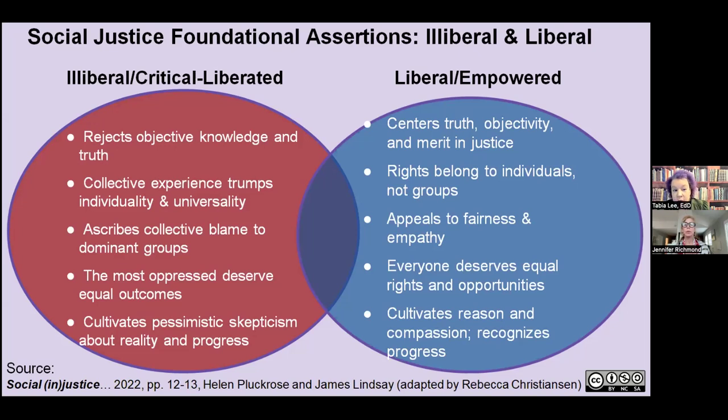A liberal or empowered approach to teaching social justice would focus on centering truth, objectivity, and merit in justice. You would hear things like rights belong to individuals, not to groups, an appeal to fairness and empathy, a focus on equal citizenship, or this idea that everyone deserves equal rights and opportunities, and a cultivation of reason and compassion, and a recognition of progress that's been made. Instead of rejecting all progress and saying no progress has been made, there would be a recognition of the progress that has been made and the work that still needs to be done.